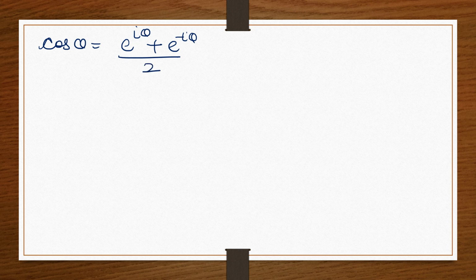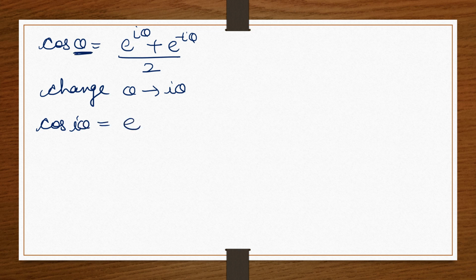What is the formula for cos? Cos theta is equals to e power iota theta plus e power minus iota theta over 2. Now again change this theta to iota theta on both sides. What you will get? Cos iota theta. Here place iota theta: e power iota into iota theta. Like I'm placing iota theta here, in place of theta I'm placing this thing.